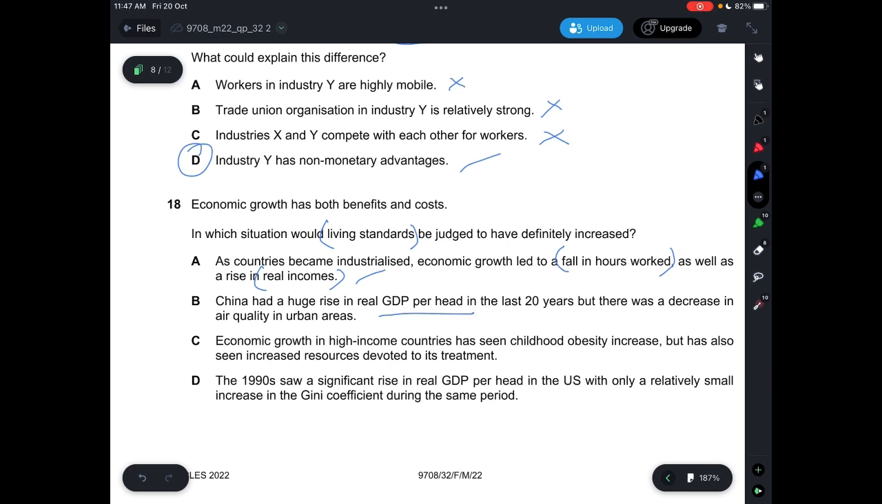But there was a decrease in air quality in urban areas, which is significantly getting more and more common. There's a bunch of environmental issues associated with economic growth in China. So if, let's say, there's a decrease in air quality, then there'll be more and more people getting asthma. When there are more people getting asthma or respiratory diseases, they'll go to the hospital. So the standards of living will actually decrease.